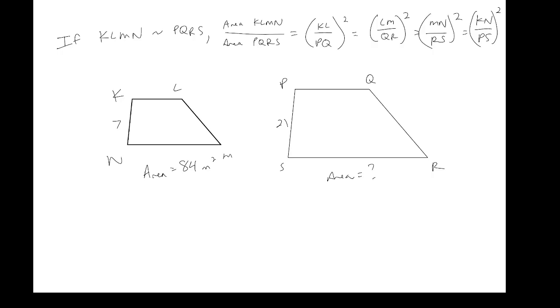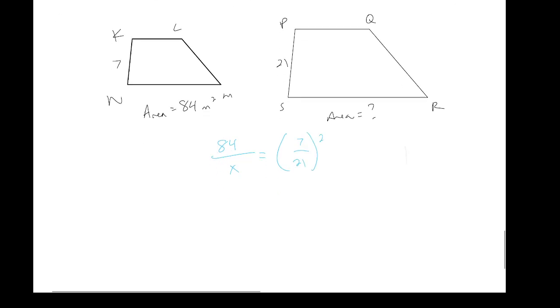So let's find that area. How do we do it? Well, area to area, left to right. So we're going to say KLMN is 84, to the other area we don't know, X. And then now we're going to say to their corresponding linear parts, right? So 84 is the one on the left. So I'm going to take the corresponding linear length given 7, which corresponds, first and fourth, to PS, which is going to be 21. But again, it's going to be that quantity squared. So this is how we're going to go forward and solve this.